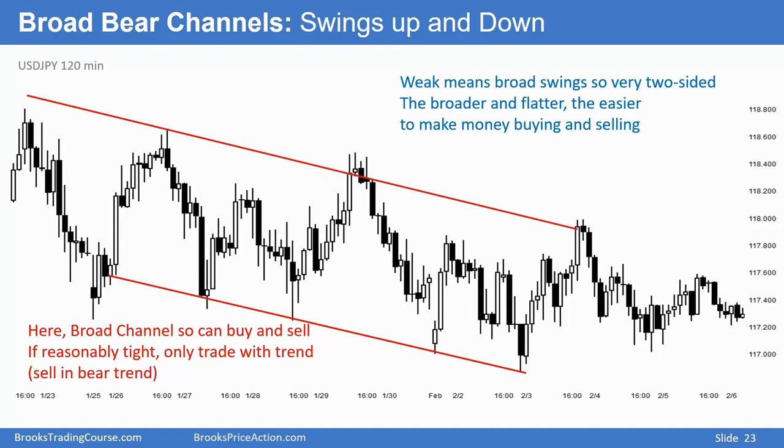When a channel is reasonably tight and you're not sure if you should both buy and sell, it's better to only trade in the direction of the trend. If you have a tight bear channel, it's better only to sell. This is broad. You can trade both ways.